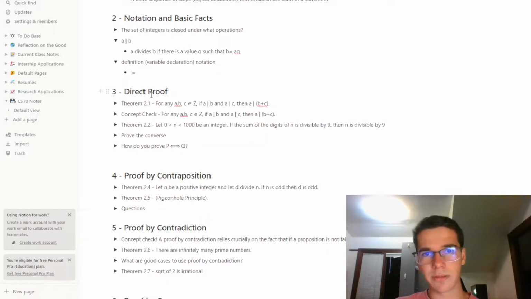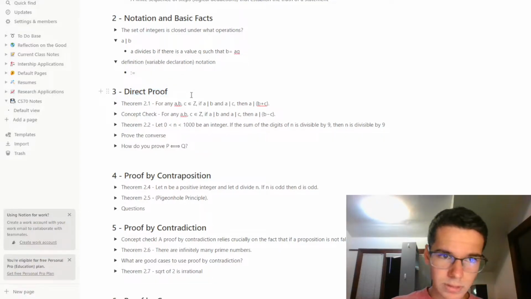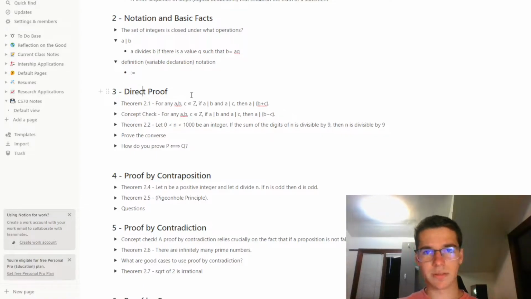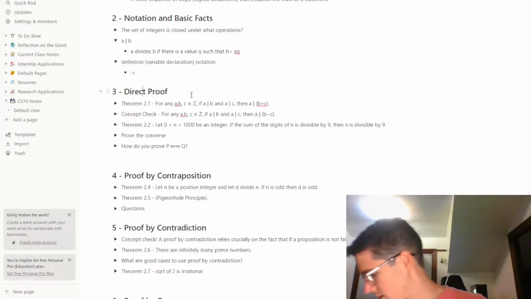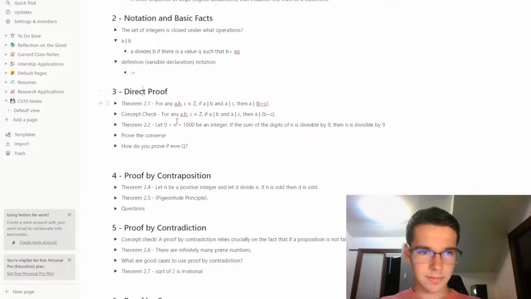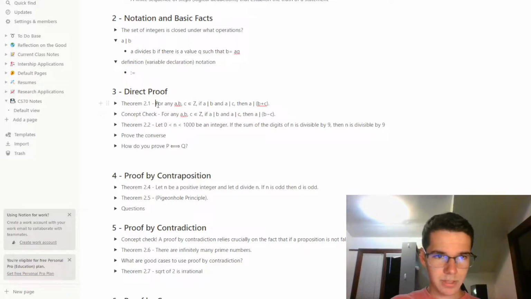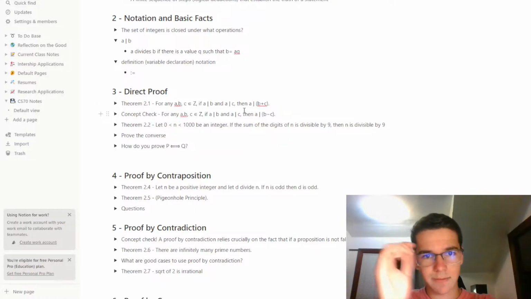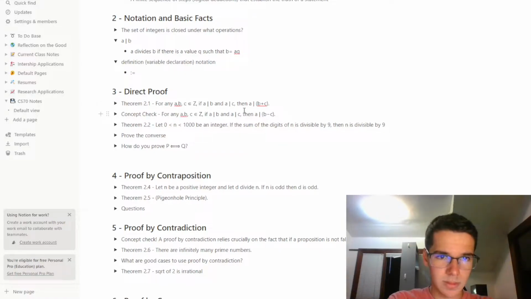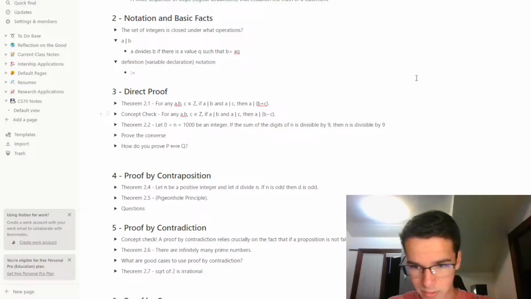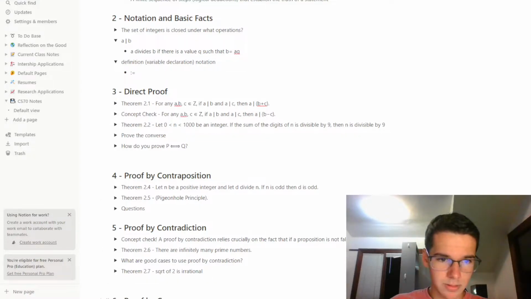Now we're going to go on to the first actual method of proving something, and this is called direct proof. All of these theorems are going to be proofs that we are going to write out in Paint. The first one says that for any a, b, c in Z, if a divides b and a divides c, then a divides b plus c. So how do we prove this? Well, I'm going to switch over to the Notes so we can go over it really quickly.